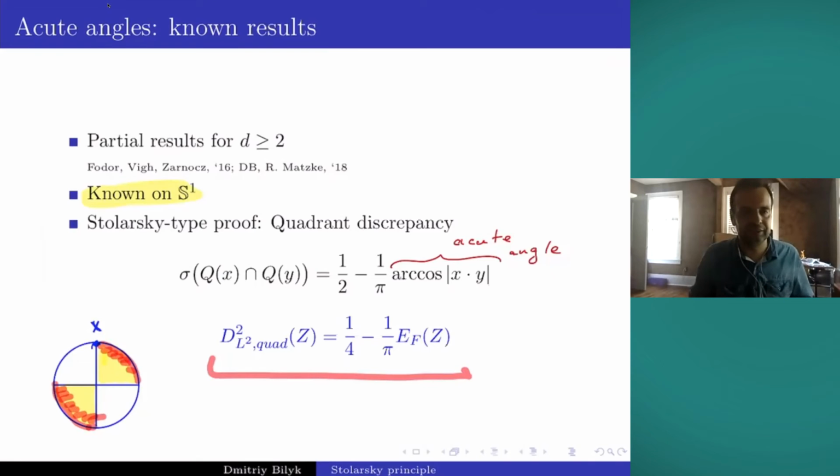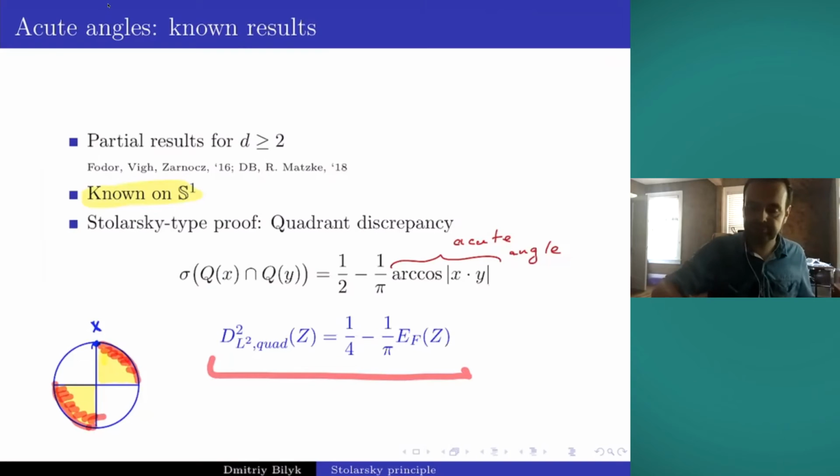You can use the Stolarsky principle to solve the conjecture on this one. That's just, I think, a cute application of the Stolarsky invariance principle. Unfortunately, this doesn't give any information in higher dimensions because it doesn't seem to be possible to represent the acute angle in such a way.